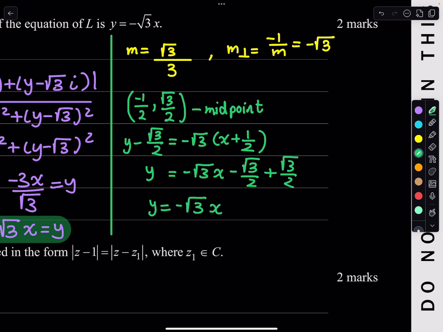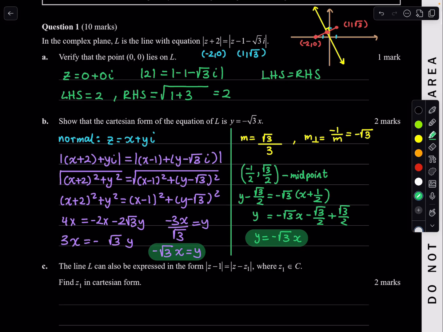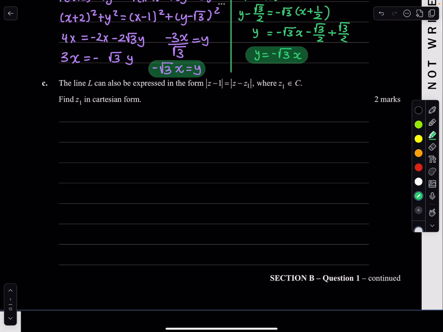And here's also another way we could show it using the perpendicular bisector. Any of these ways you want to show it, you'll get the mark. So I hope this helps you out. Using the perpendicular bisector is really useful sometimes for some hard questions. Let's have a look at the next question.